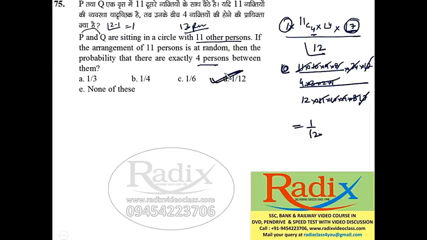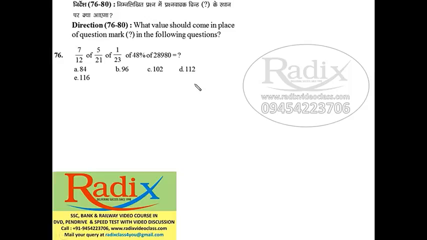Okay, next question, 76 to 80. What value should come in place of the question mark in the following question? So this is an exact value question, because they have not mentioned approximation, right? So this is 7 by 12 into 5 by 21 into 1 by 23 into 48 by 100, because it is a percentage sign, into 28980.